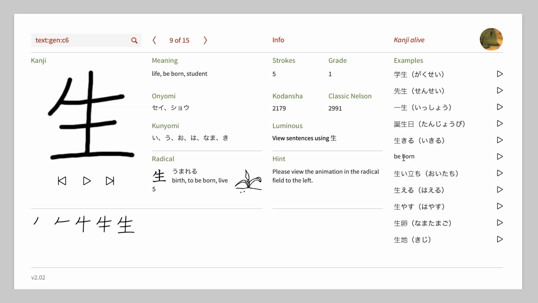Umareru is to be born. Oitachi, sorry, is your upbringing or your background. Haeru is to grow. This is used for like hair or grass, things that sprout. And they have a sprout over here as well. Hayasu, also to grow, like to grow out. Another reading that they did include, nama. So nama tamago is a raw egg. So nama is sometimes used to mean raw or freshly produced.